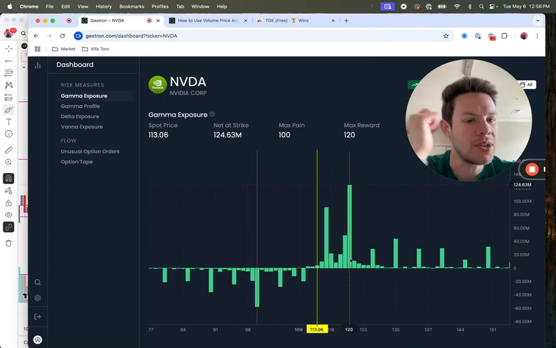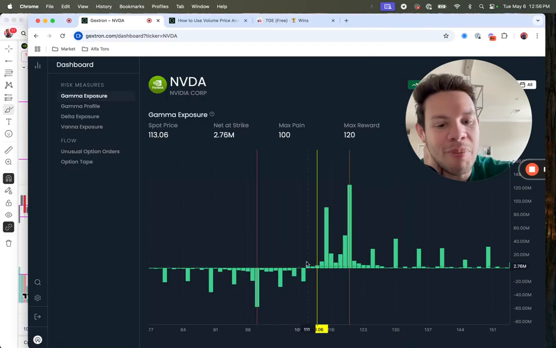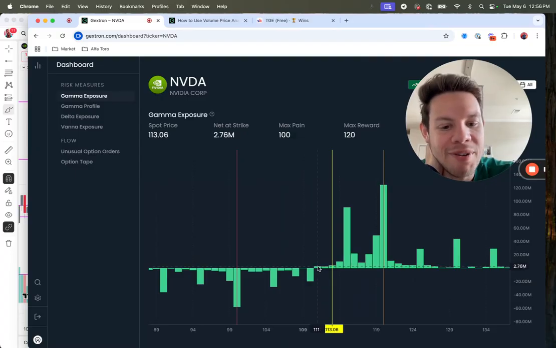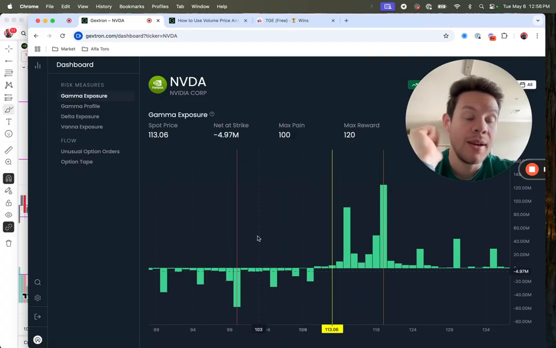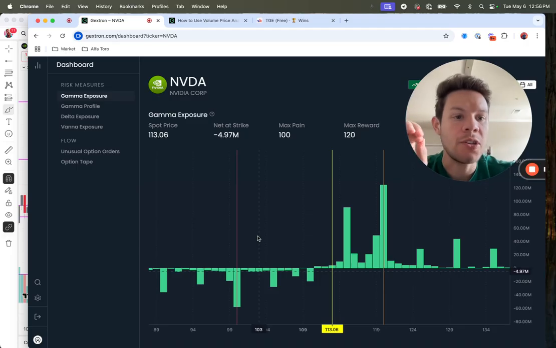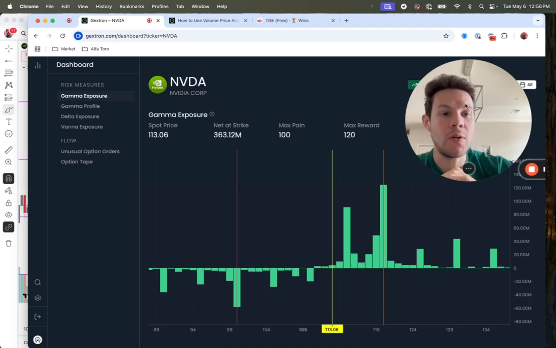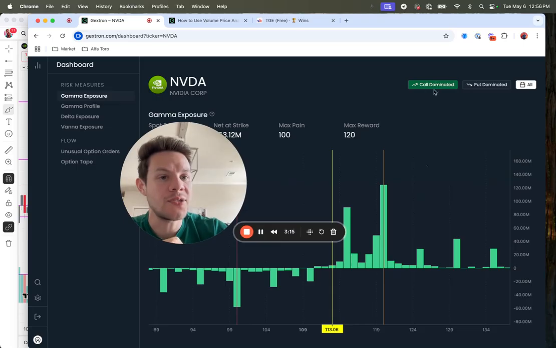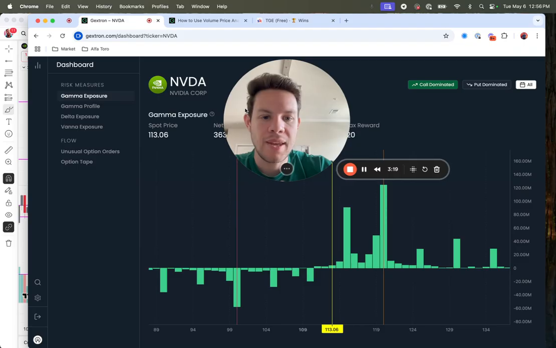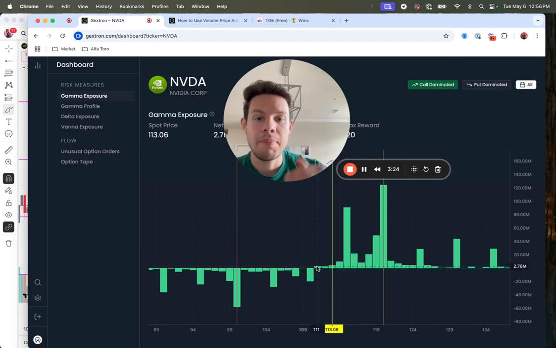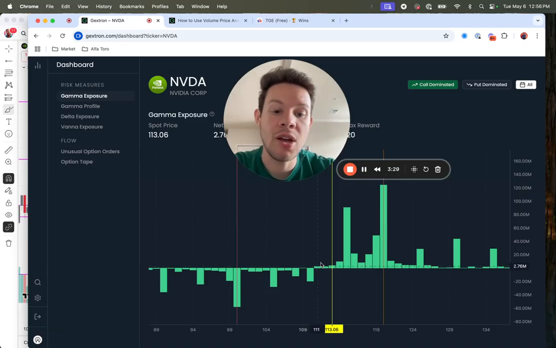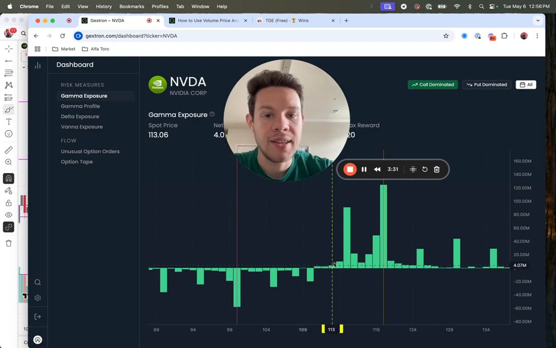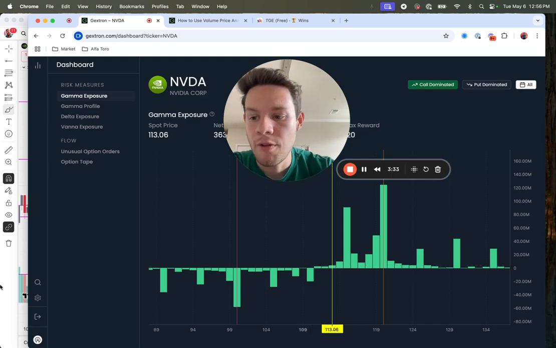Okay, let's start with the small bars. Well, Ruben, you said tall bars, not small bars. Why is 111 important and why is 110 important? The reason is that in Gextron, where you see these little dots right here, it says call dominated and put dominated. It tells us if we are call dominated, it's because we're above P trans level. P trans is 111 because it's the first positive bar, and all the strikes to the right are all positive. That's when positive transition starts for Nvidia.